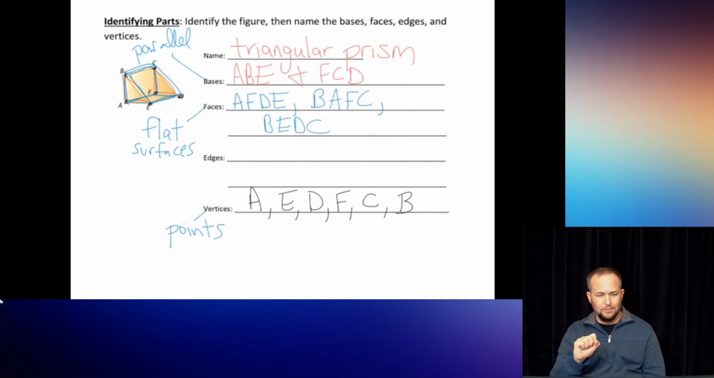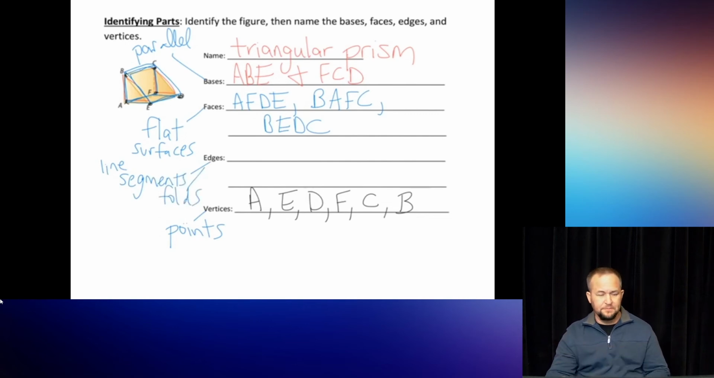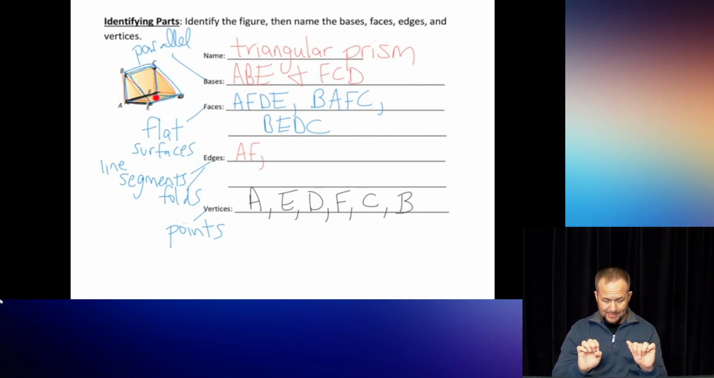And then do you remember what your edges were? Edges are your segments, like your line segments, or your folds. However you want to think of that. So right here, this back segment right here, that's an edge, because that's where the rectangle standing up and the rectangle laying down would fold. So I'm going to say that one of my edges is A to F, comma, and I have to find another one. Here's a fold where the triangle folds up, like if it was laying down flat, it would fold up from this rectangle. So I have A to E.